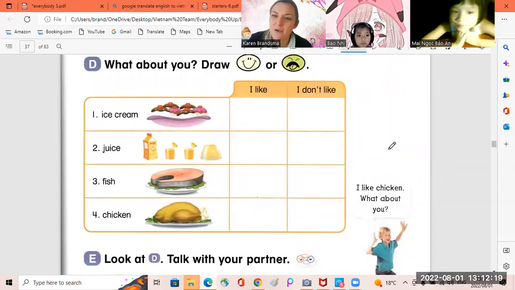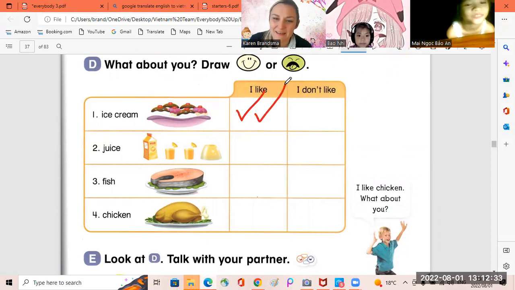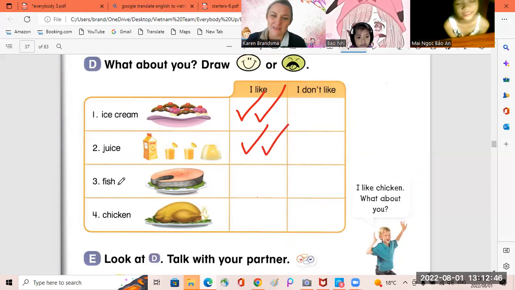Okay. Bao An, do you like ice cream? I like ice cream. Okay. Nee, do you like ice cream? I like ice cream. Okay. Bao An, do you like juice? I like juice. Nee, do you like juice? I like juice. Bao An, do you like fish? I don't like fish. Okay.